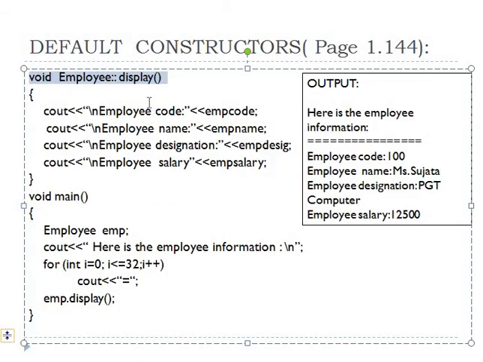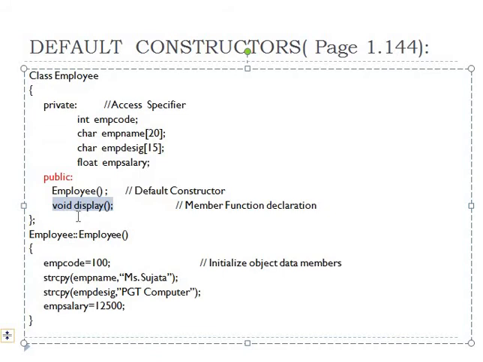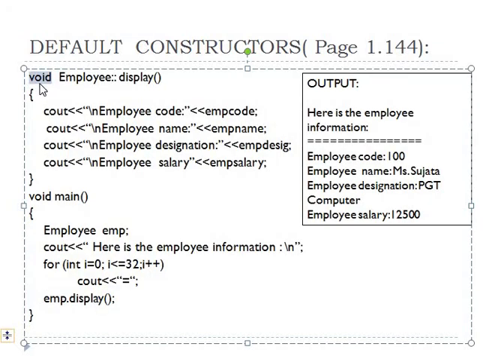Then here is the body part of the member function known as display. Since the return type of the member function display is void, I start with void here and then specify the name of the class, which is employee, followed by the scope resolution operator as denoted by this double colon, and then I specify the name of the function, which is display.